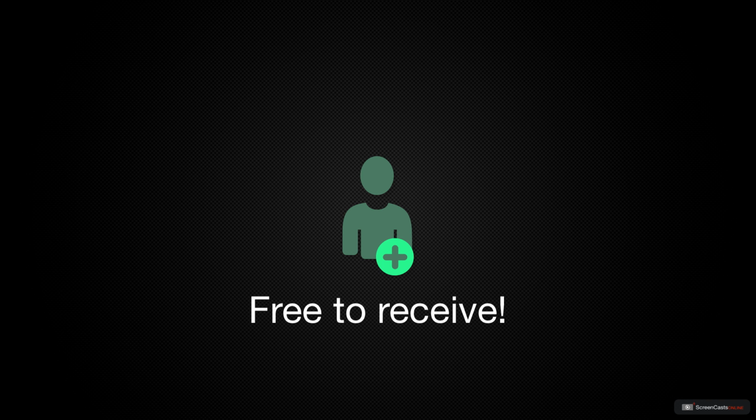The second one is receiving Bitcoin. Now, to receive Bitcoins, it's completely free. You don't need to set up an account anywhere. What you do need to have, though, is a thing called a Bitcoin wallet. Now, the wallet can be an online wallet. It can be on your Mac. It can be on your iOS device. It can be a dedicated physical hardware device as well, which we'll look at later.